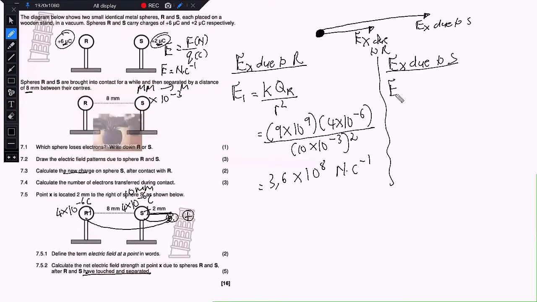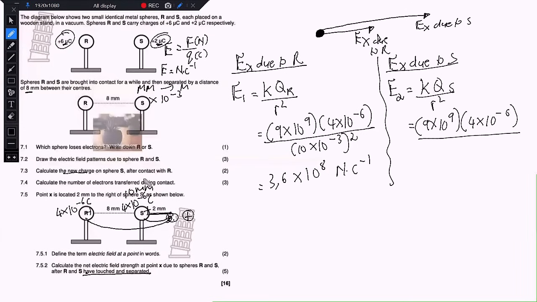So we will name this E2. So this will be kQs over r squared, where k is 9 times 10 to the exponent of 9. This is always a constant. And then Qs, again, is 4 times 10 to the exponent of negative 6.